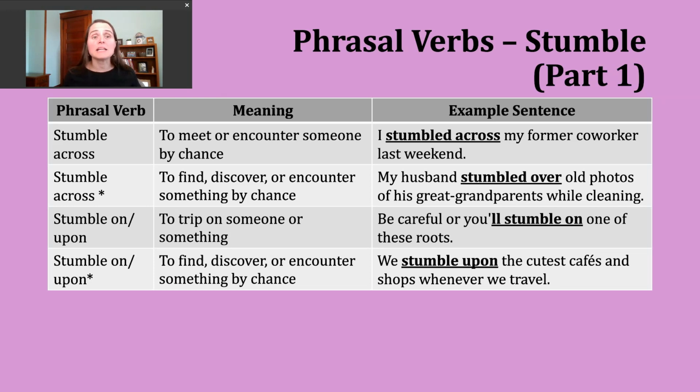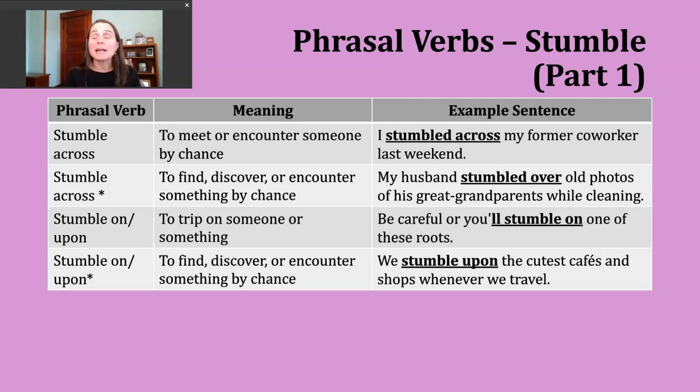This could have a couple different meanings. One would be to meet or encounter someone by chance. An example of this might be, I stumbled across my former coworker last weekend. So this sentence is an example of a simple past tense, and this is actually something that happened to me last weekend. I was out, I didn't have plans, but I met or encountered someone I used to work with for many years, and it was a kind of fun surprise. So this meet by chance, again, means no plan to do it.